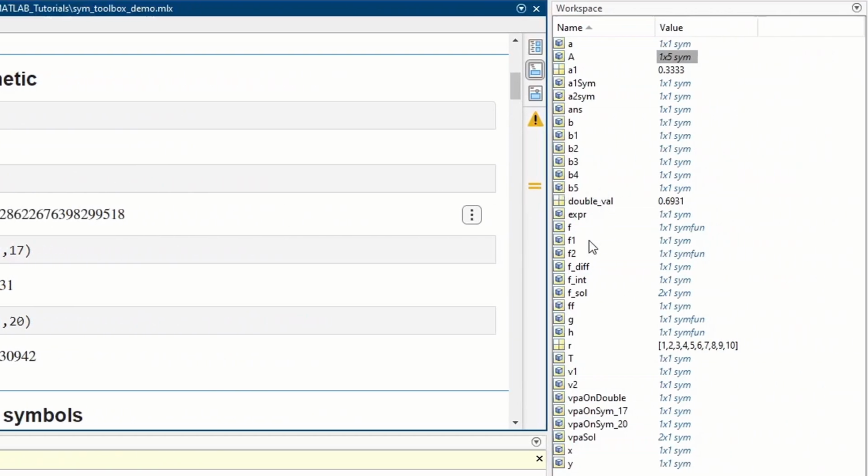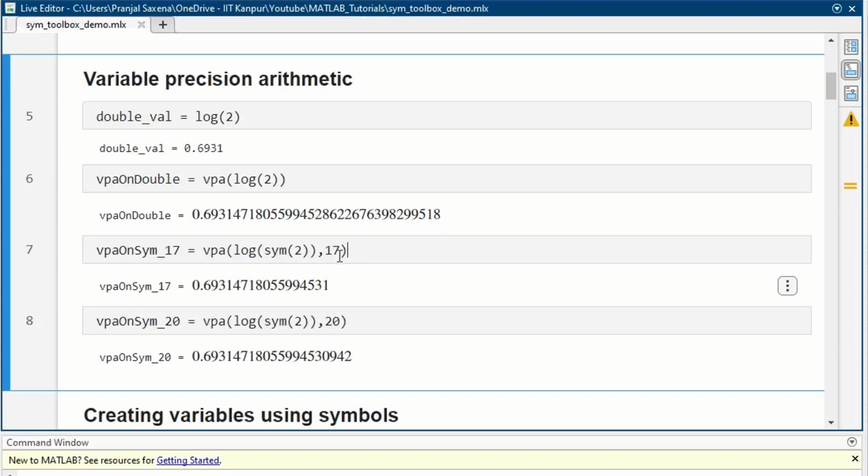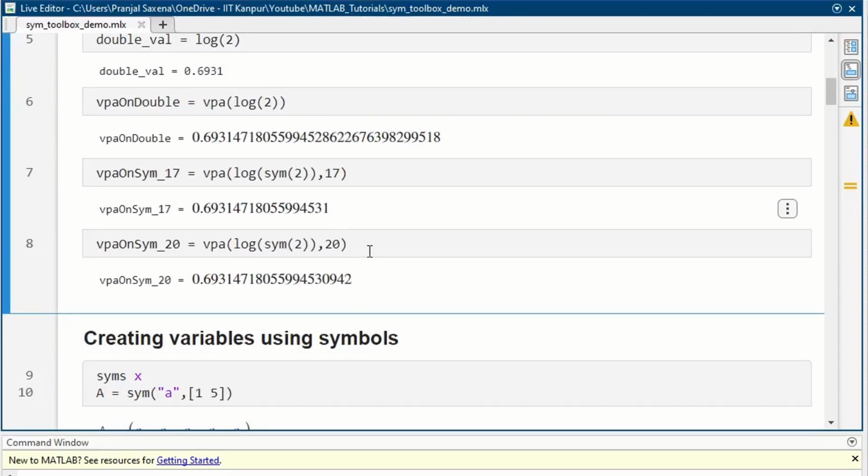You can see on the right hand side, if we go to vpa on double, it says 1 cross 1 sym. So it means it's a symbolic value. Now let's say I don't want so many digits, I only want 17 digits. So these are the number of significant digits that one needs. So I'll just separate the value by a comma and write 17. Similarly, if I want 20 digits, I'll write 20.